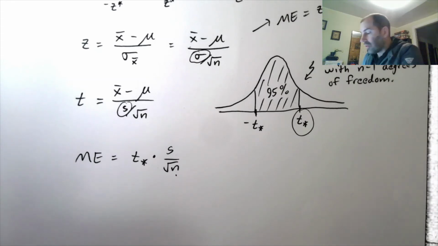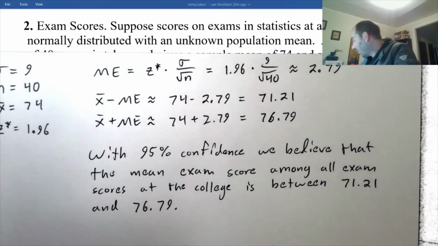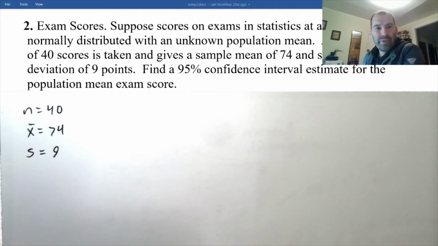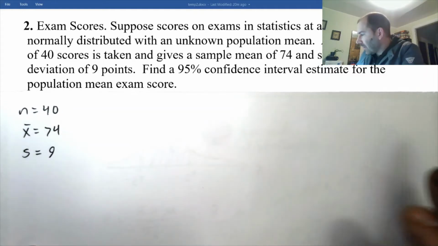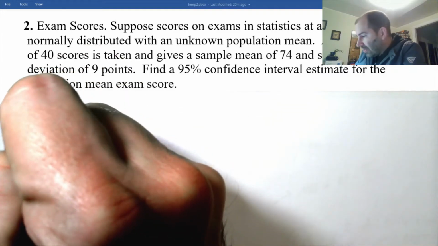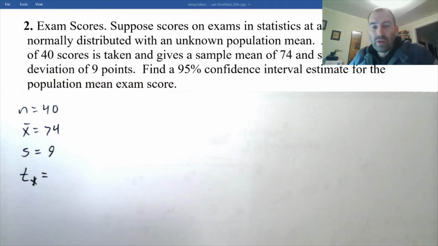Okay, so let's go back to our specific example here and work all this out. Let's see how this all plays out. All right, so this is what we've recorded. We've got our sample size, our sample mean, and sample standard deviation. Now we need to find t star. So let's go to it.